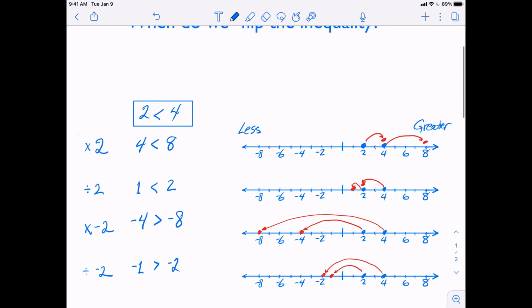So the lesson is that when we're solving inequalities and we multiply or divide both sides of the inequality by a negative number, we reverse the inequality as we did here and here.